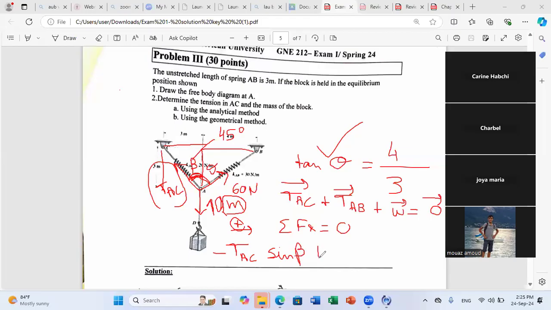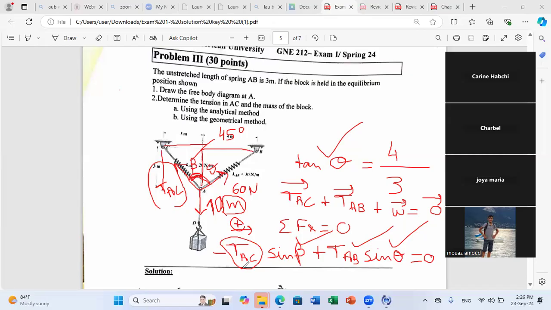Plus TAB sine theta. I know TAB, I know theta, I replace them. Equals 0. My only unknown in this equation is TAC, because I already calculated angles theta, beta, and TAB. So from this equation, I get my first unknown, which is TAC.